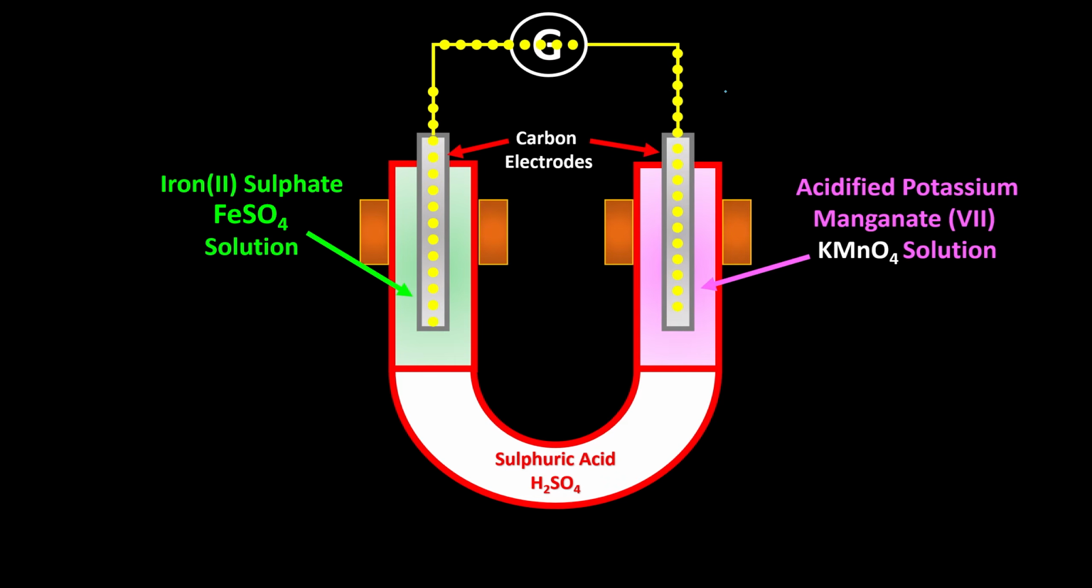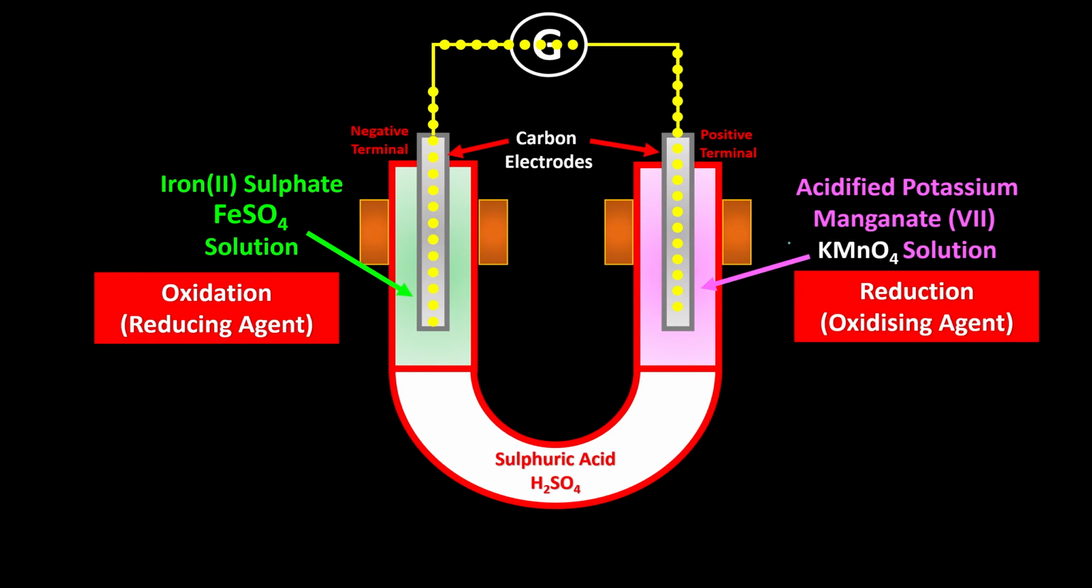So let us now label it correctly. The left hand side is the negative terminal where the electrons are going out. The one receiving is the positive terminal. The one losing electrons is oxidation and the one receiving electrons will be reduction. And now we say AN OX, RED CAT. Oxidation is anode, reduction is going to be the cathode.